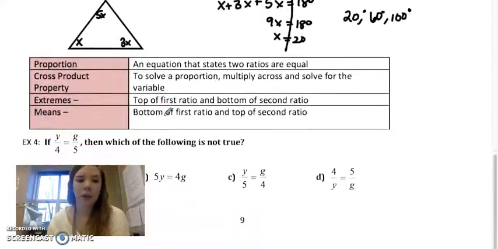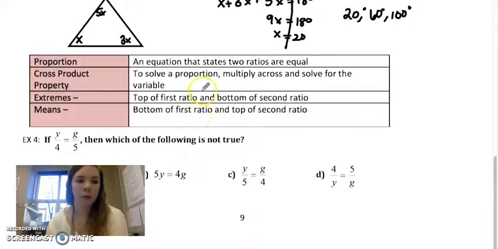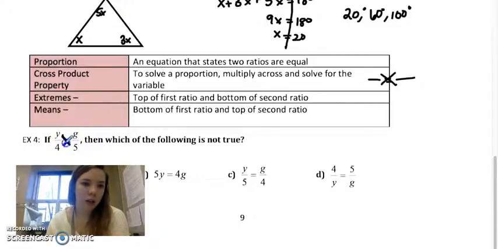A proportion is having two ratios and setting them equal to each other. Cross product means that you can multiply across. So if you have a proportion, you can cross multiply. Extremes are the top of the first ratio and the bottom of the second ratio. And then the means are the bottom of the first ratio and the top of the second ratio. So these two right here are extremes. These two right here are means. So we would say y and 5, 4 and g, if that helps you.